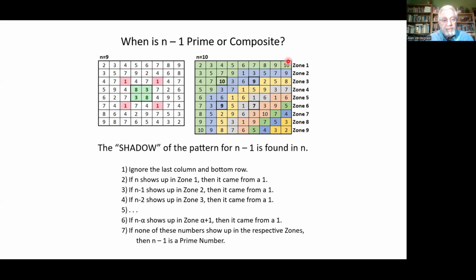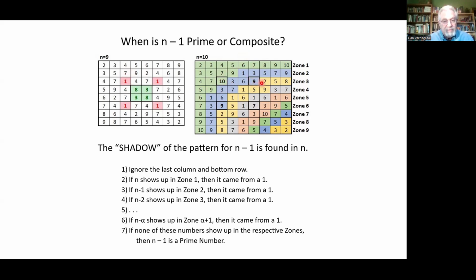First of all, we want to ignore this last column and row since they're going to be out of bounds. So we're not going to look at any of those numbers in this. Then notice that this 10 is one of those numbers that converts into a 1, going in reverse. So we can formulate a rule that this is n equals 10. So if a 10 shows up in zone 1, then it's going to convert into a 1.